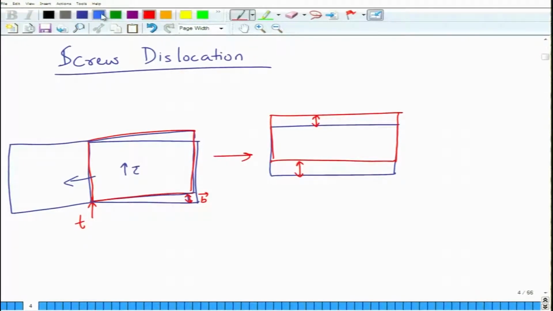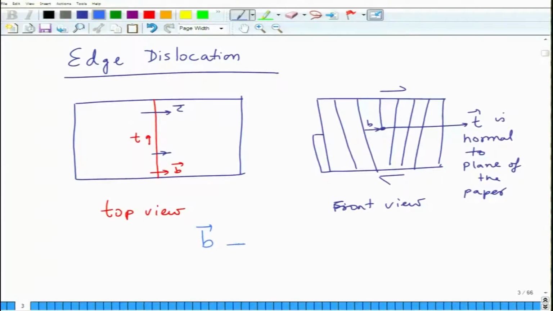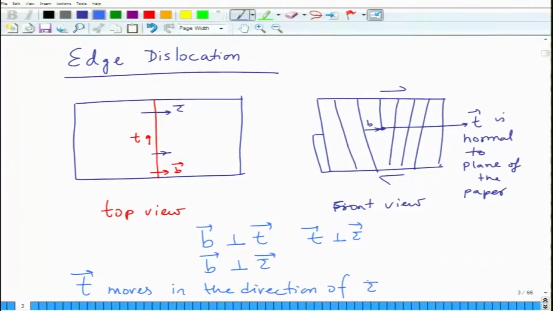So in this case, in the screw dislocation case, your B was parallel to T and B was also parallel to tau, and T moves perpendicular to the stress direction, right, whereas in the previous case B was perpendicular to T, B was parallel to stress, T was perpendicular to stress, T moves in the direction of stress, okay. So these are the take home messages.